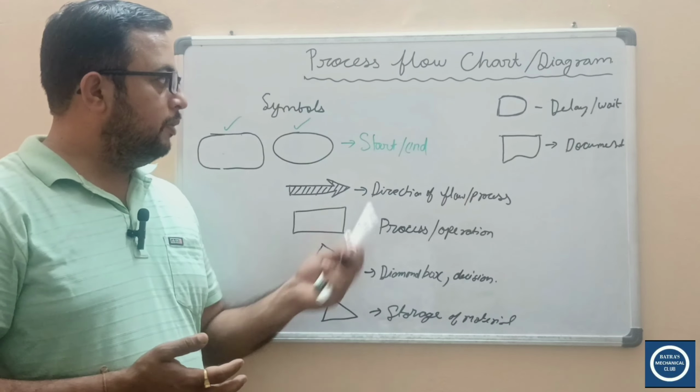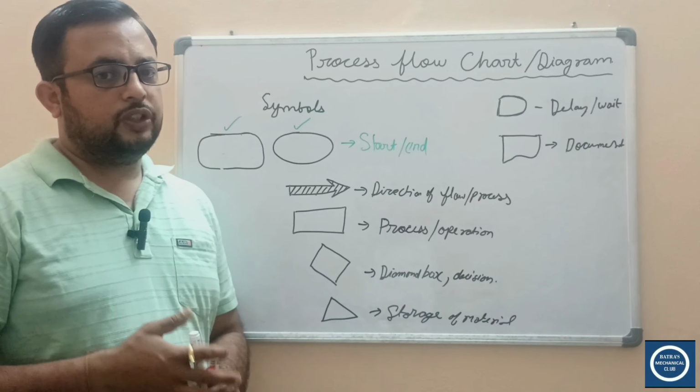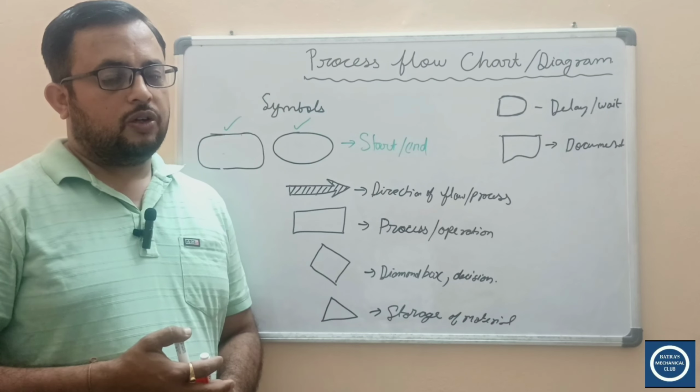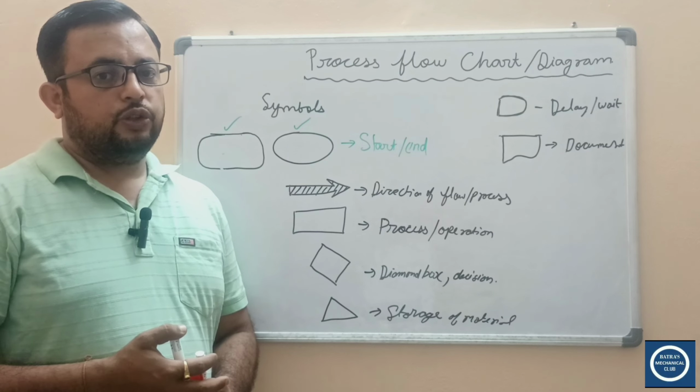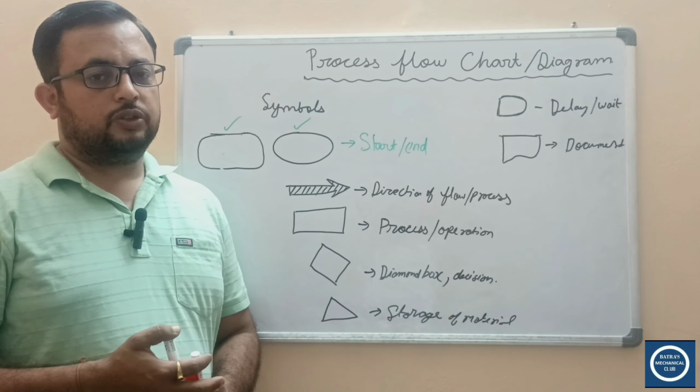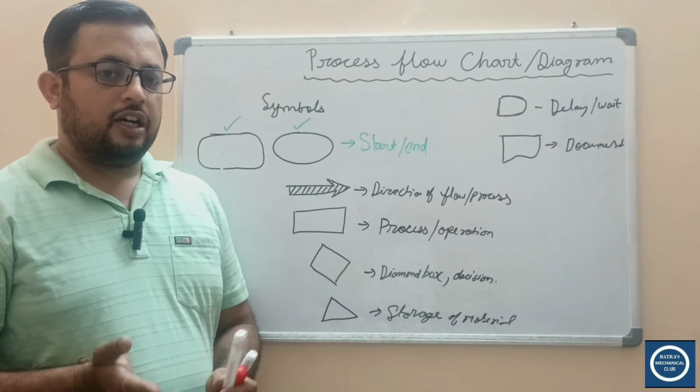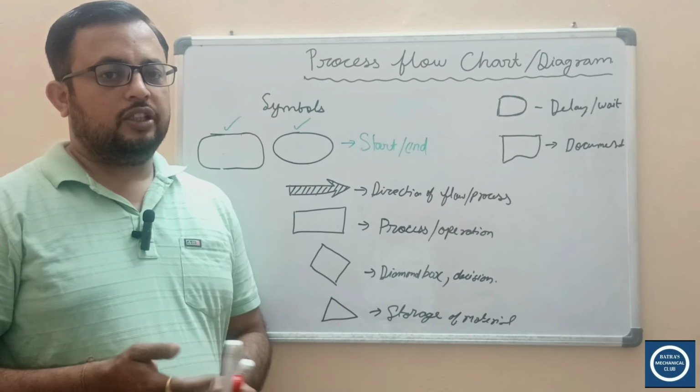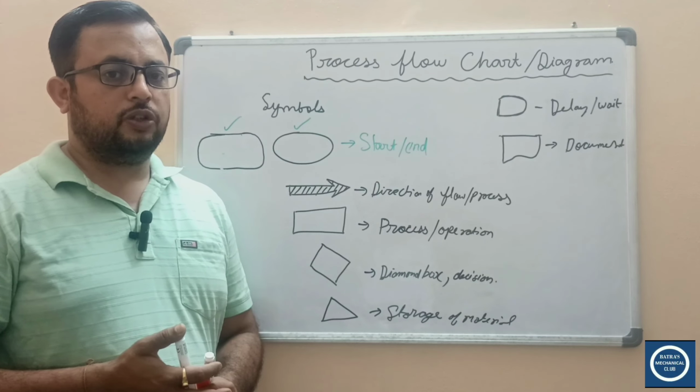So these are the main symbols which are used in a production process to show a process flow chart or process flow diagram. Now we will also understand this with the help of an example.